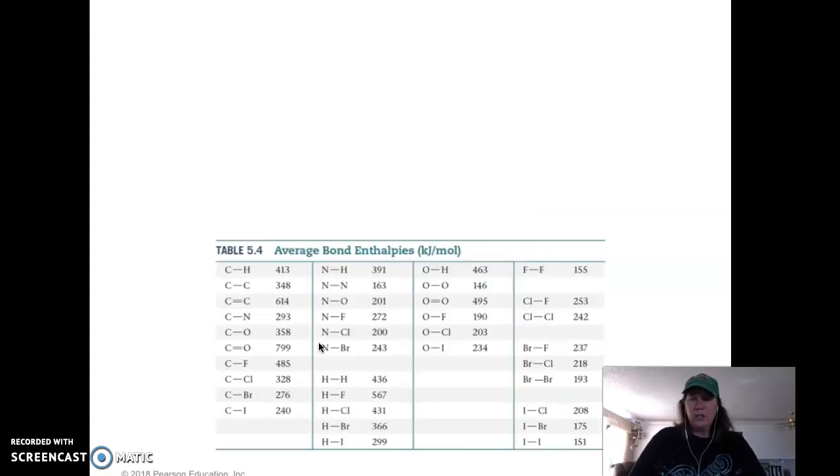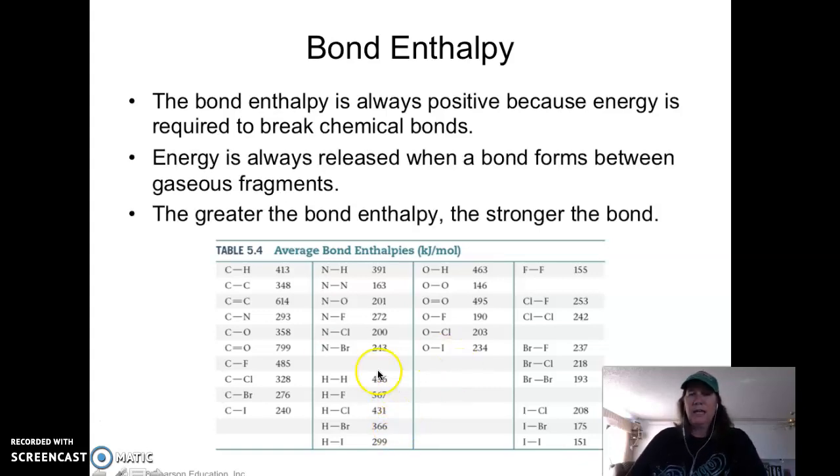Okay, here's these charts I was telling you about, and I have one of these for you. Again, you'll have to download it. The bond energy is always positive because it's how much energy it takes to break a bond. If we were doing entropies of other stuff, we might have negative numbers. But when we're talking about bond entropy, they're positive because it's the energy it takes to break those chemical bonds. Energy is always released when a bond forms between gas elements. That never changes. So the greater the bond entropy, the stronger the bond.